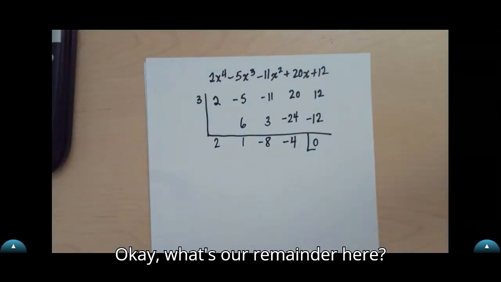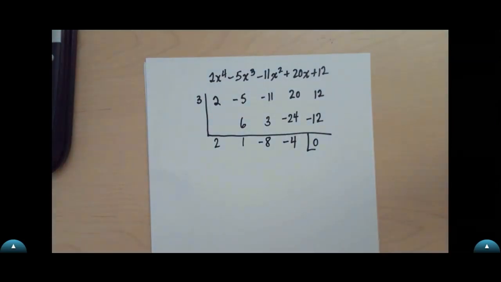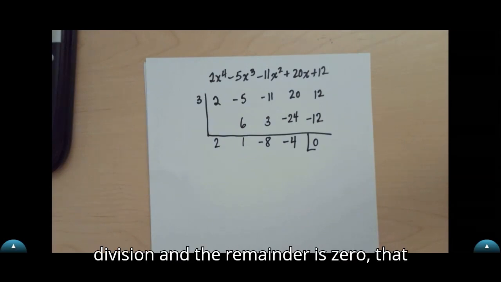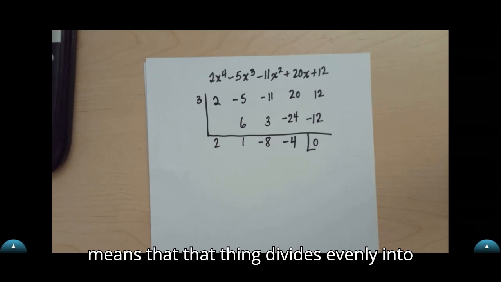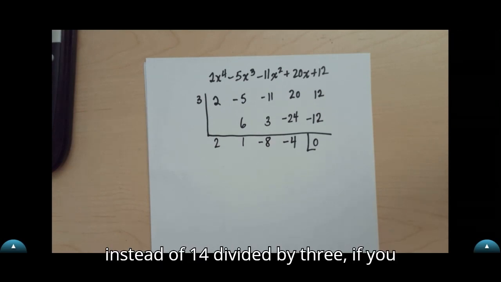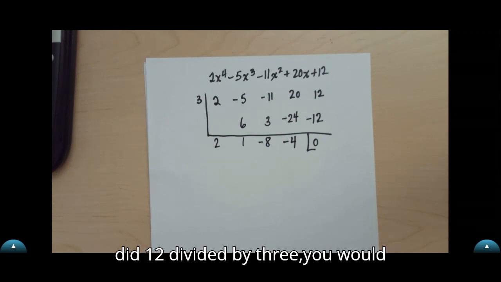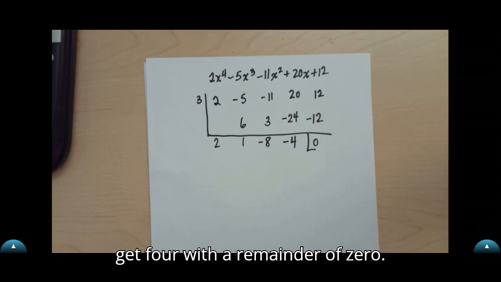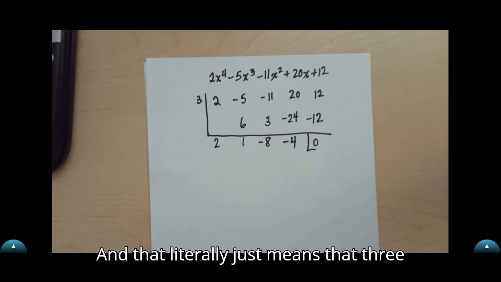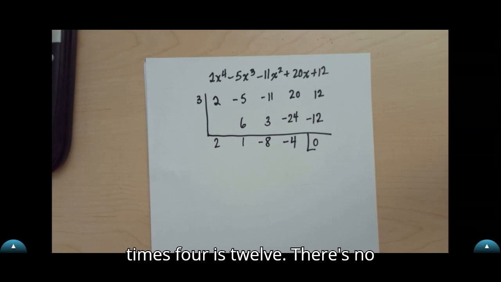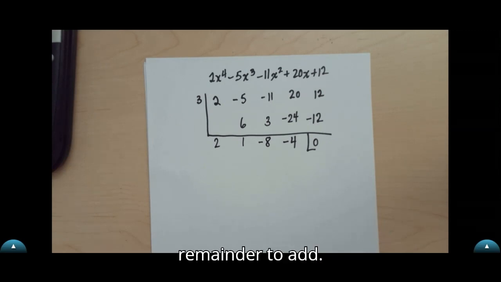Okay. What's our remainder here? 0. When you do division and the remainder is 0, that means that that thing divides evenly into it, right? So if you did 12 divided by 3, instead of 14 divided by 3, you would get 4 with a remainder of 0. And that literally just means that 3 times 4 is 12. There's no remainder to add.